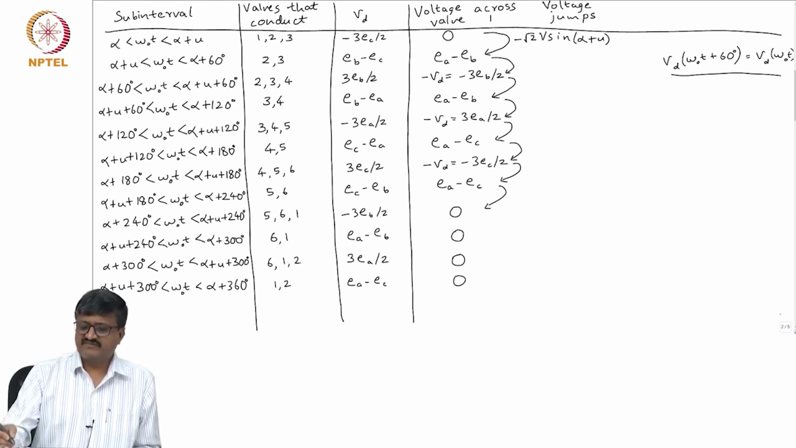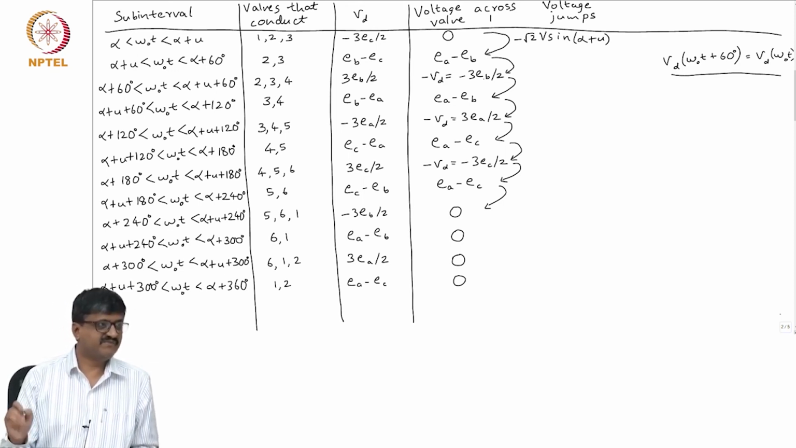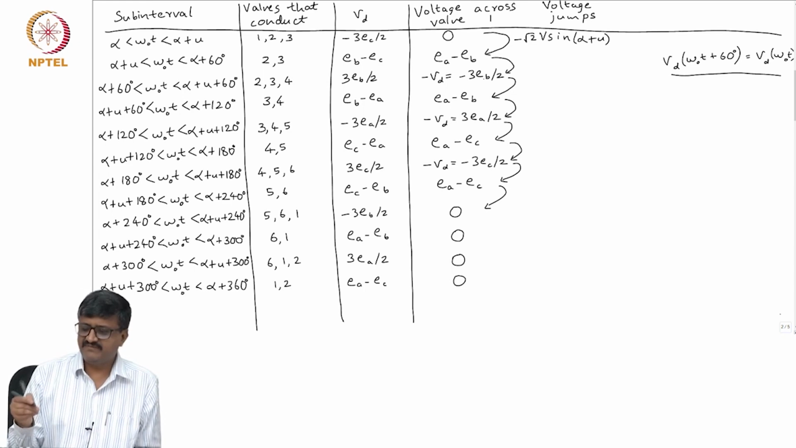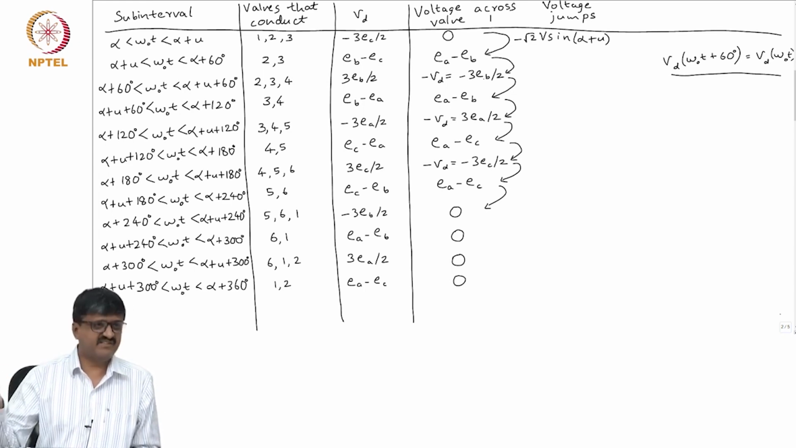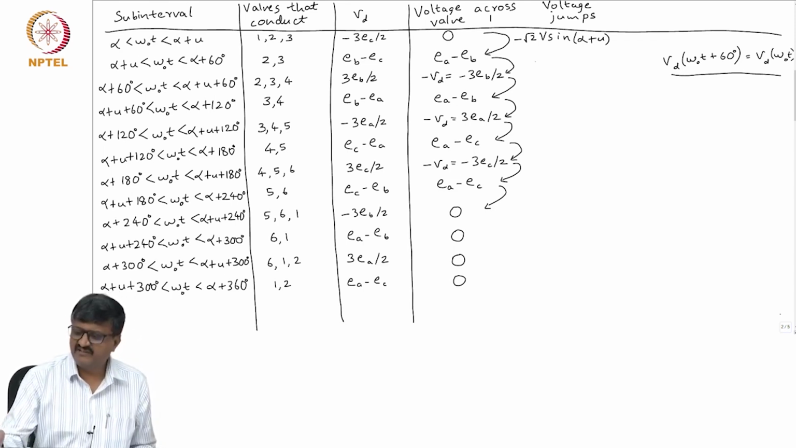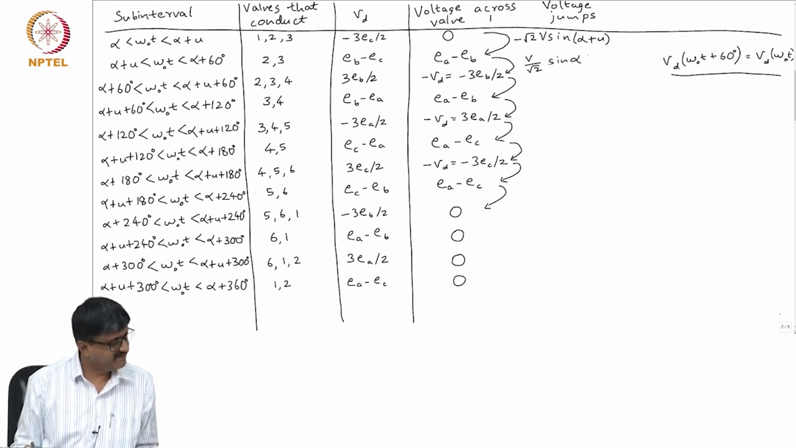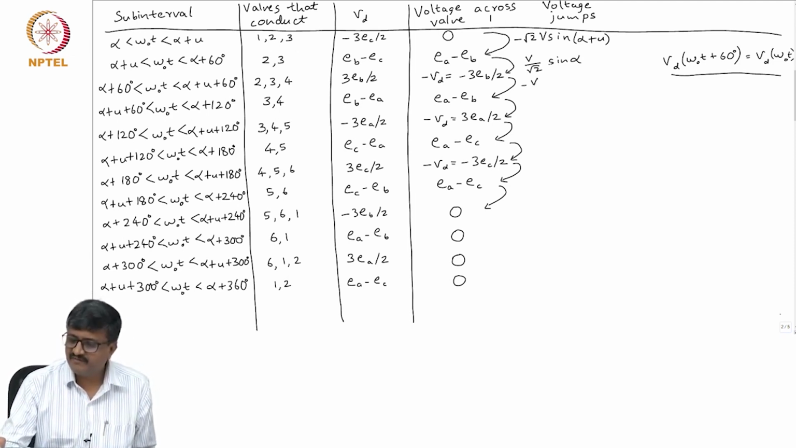So, the jump is actually at alpha plus u and the jump actually is E A minus E B minus 0, that is all. Similarly, the next jump is minus 3 E B by 2 minus E A minus E B evaluated at alpha plus 60 degrees. This jump you can verify. I will just give the result, I will leave it to you to verify. V by root 2 sin alpha, the second jump. Then the third jump at alpha plus u plus 60 degrees is minus V by root 2 sin alpha plus u.